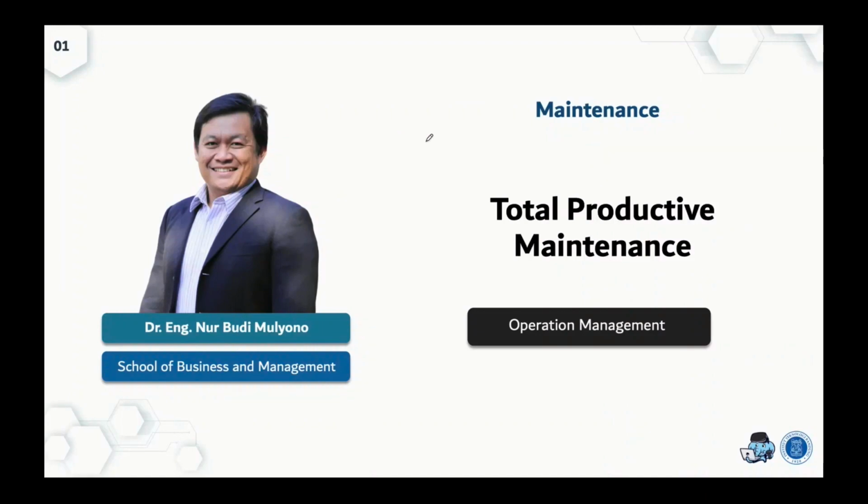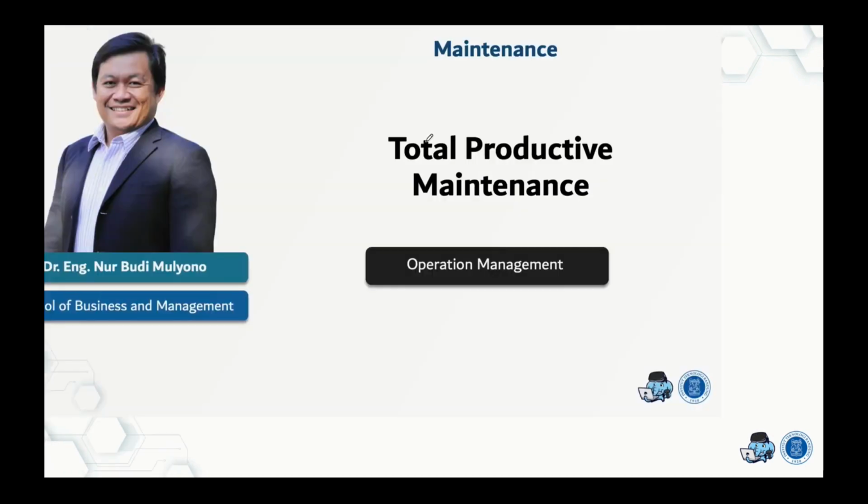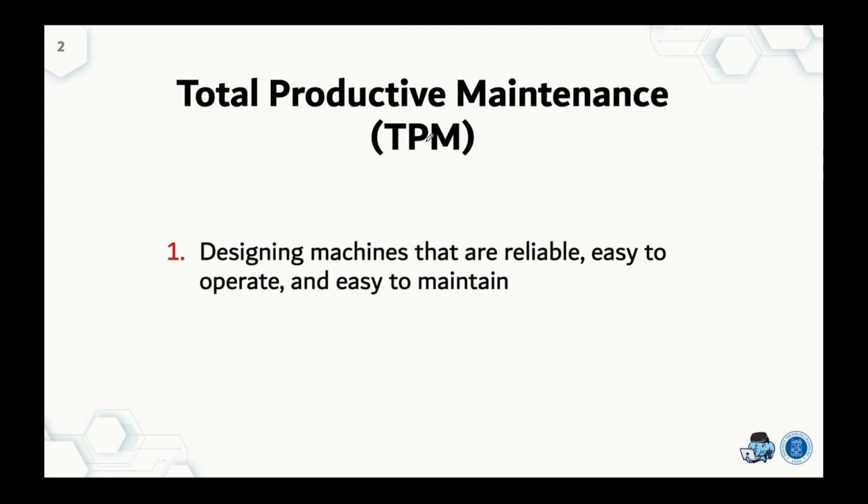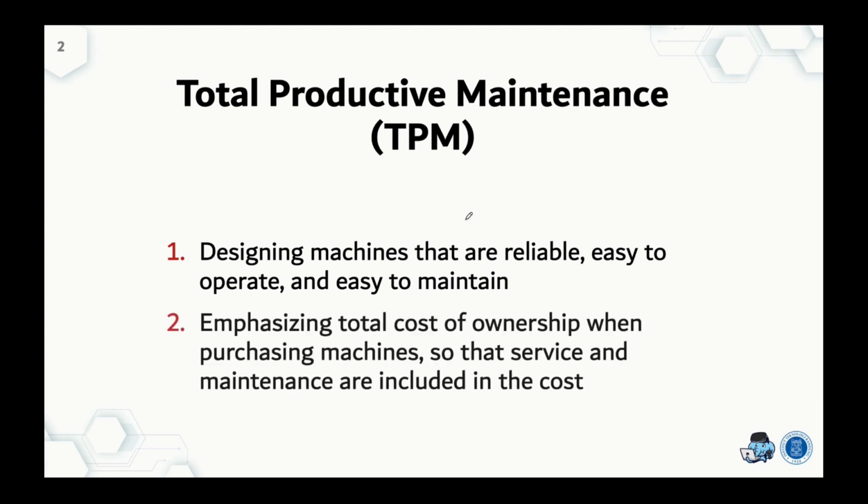Let's discuss the famous concept of total productive maintenance, in addition to providing redundancy to increase the reliability of the system that we already discussed in the previous video. Total productive maintenance, or TPM, is the way we design a machine that is reliable, easy to operate and easy to maintain. How can we do that? This is the subject that we will discuss.